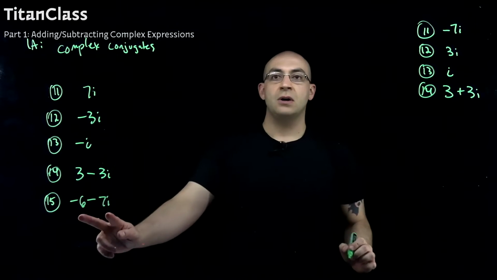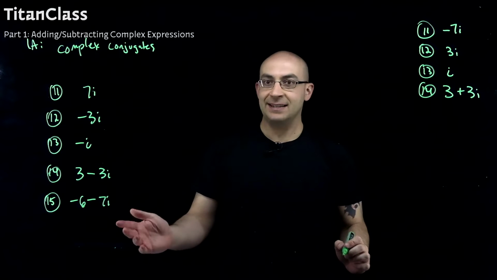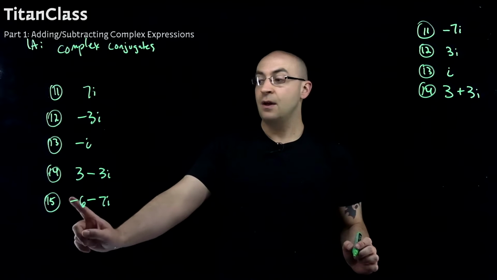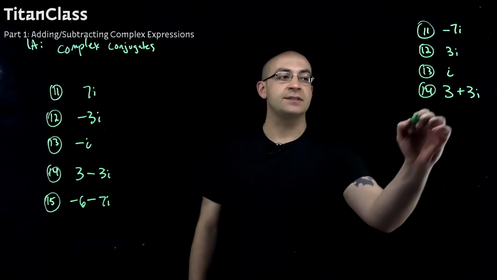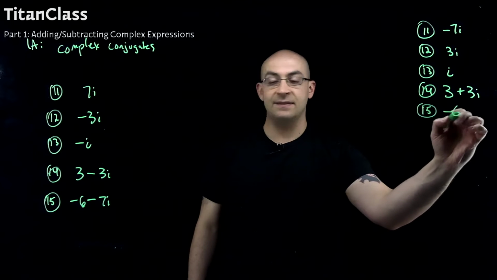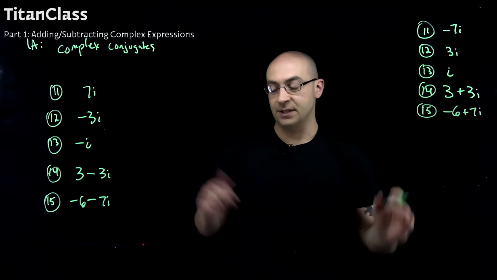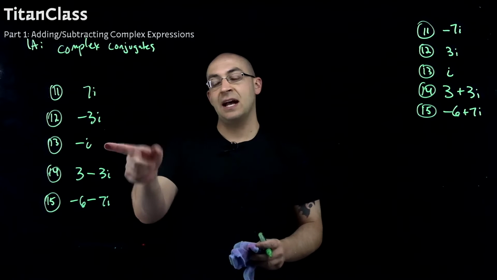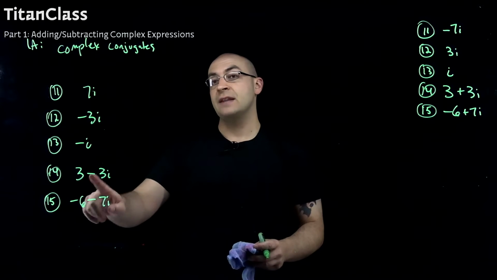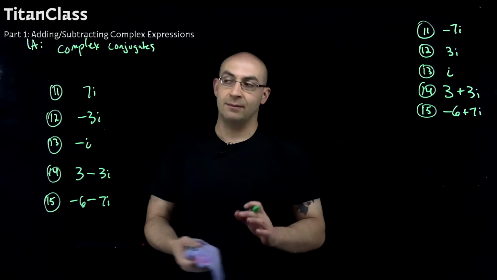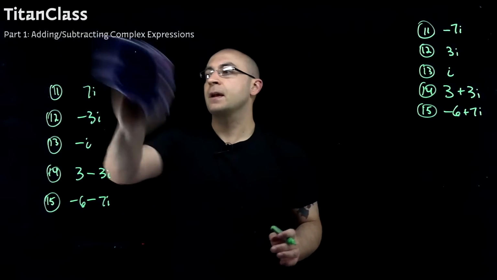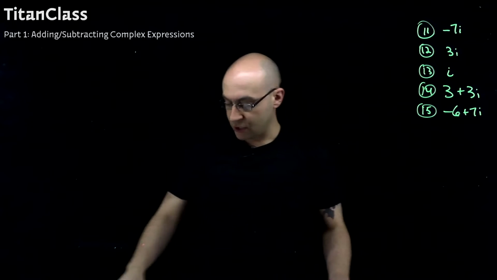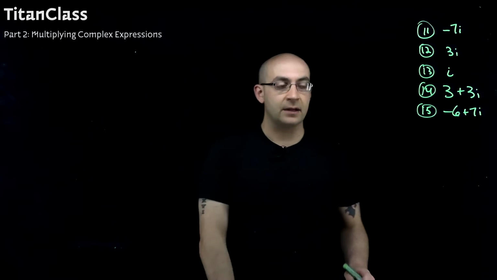Okay, so again, it's trying to trick us, but it isn't tricky at all. The complex conjugate is just plus in the middle. That negative 6 stays negative 6. So this is going to be negative 6 plus 7i, done deal. All right. So remember, conjugates are just the opposite sign if it's a single term, or the sign in the middle changes if it's a double term or two-termed. Okay, pretty simple. Let's move to section 2, or part 2, and that is multiplying complex expressions.